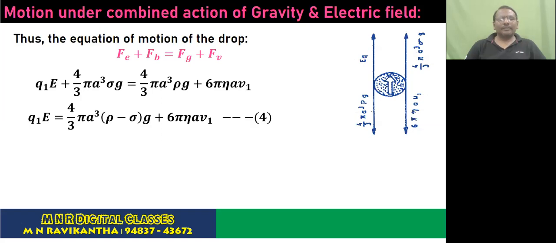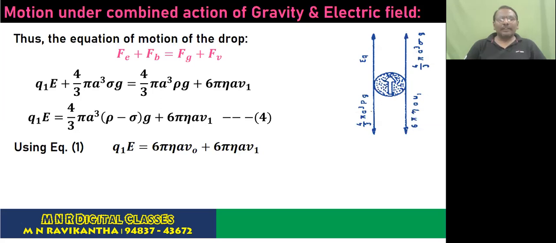Rearrange the terms. Q1E is equal to 4 by 3 pi A cube into rho minus sigma into g plus 6 pi eta A V1. Call this equation 4. Using equation 1, recall that equation 1 is 4 by 3 pi A cube into rho minus sigma into g is equal to 6 pi eta A V0.